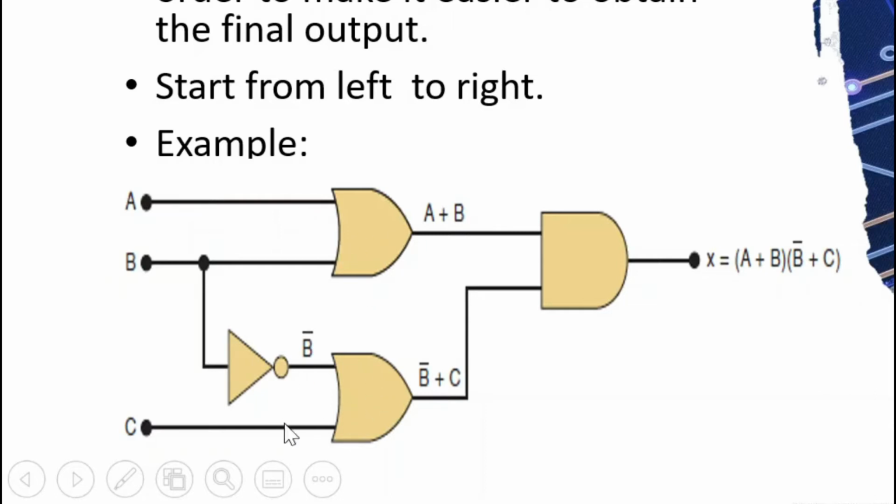And then the second OR gate, the input is B bar. How does it come to be B bar? Because we have the inverter here to invert the input B to become B bar. And then the output from the inverter is input to the OR gate. So the output of the OR gate becomes B bar plus C.